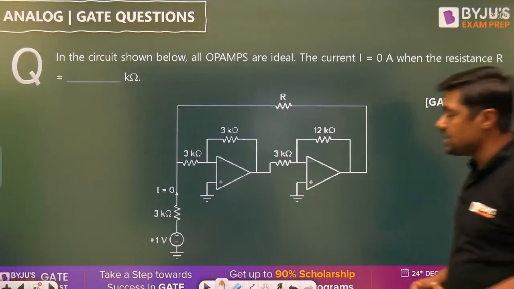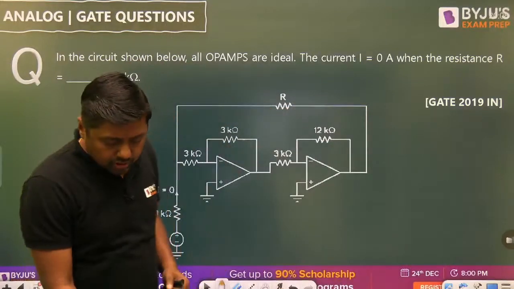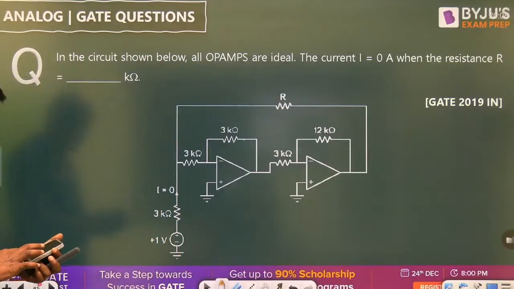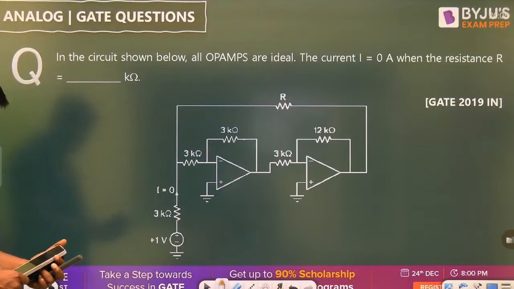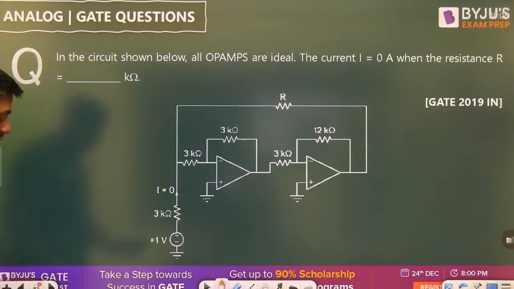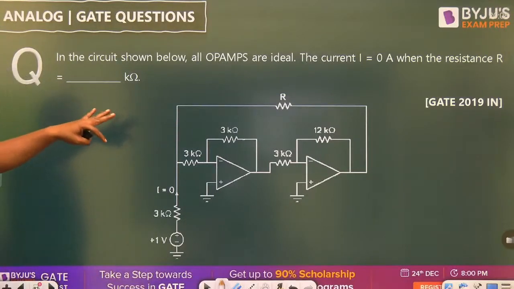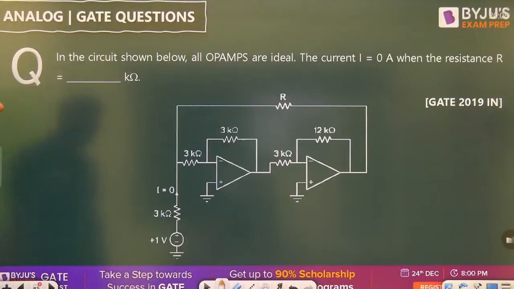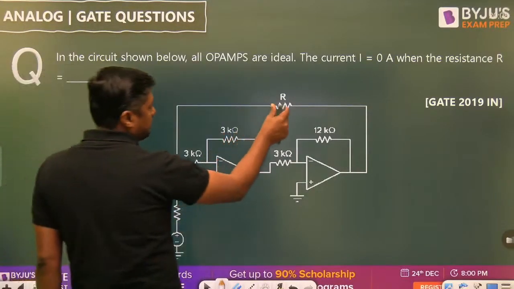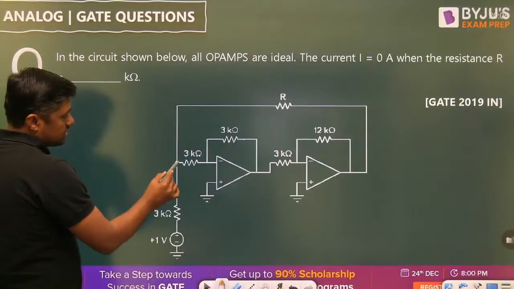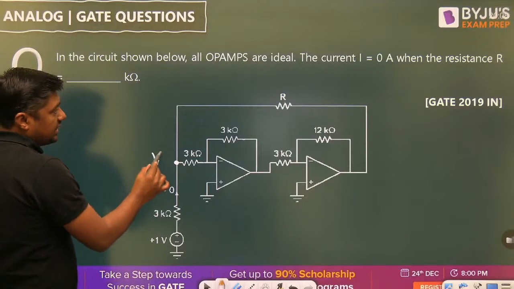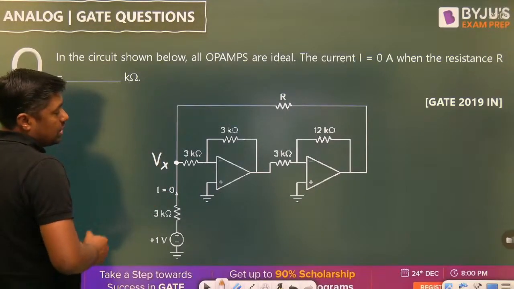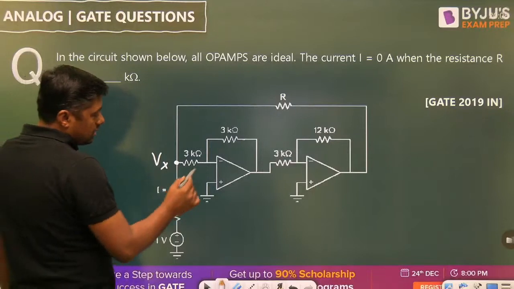Now this is a question on operational amplifiers. Two or three more questions. In the circuit shown below, all operational amplifiers are ideal. The current I is equal to 0. When the resistance R is equal to what value? Here the current is 0. We can write the KCL at this point, and then we will get the relation for I.